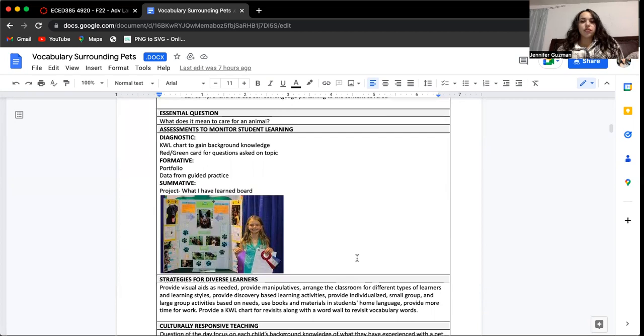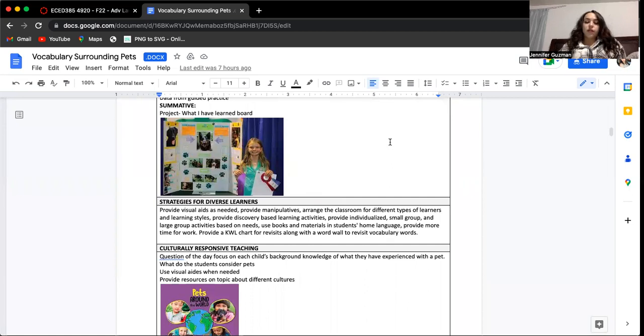Assessments to monitor student learning: diagnostic, KWL charts to gain background knowledge, red-green card for questions asked on topic; formative, portfolio, data from guided practice; summative, project, what I have learned board.